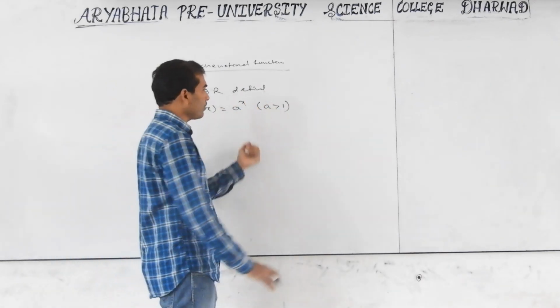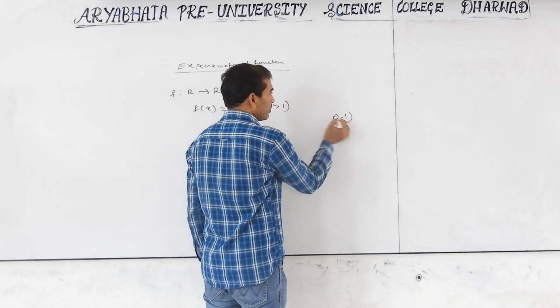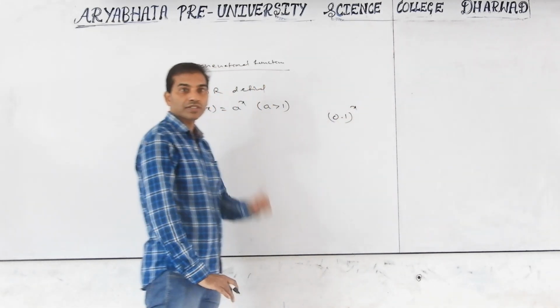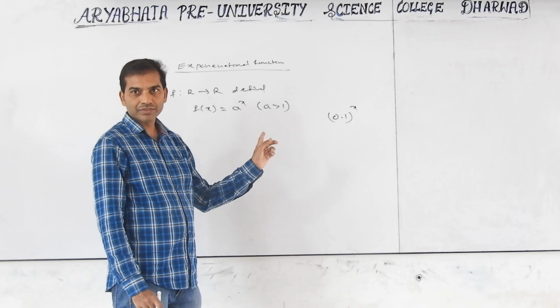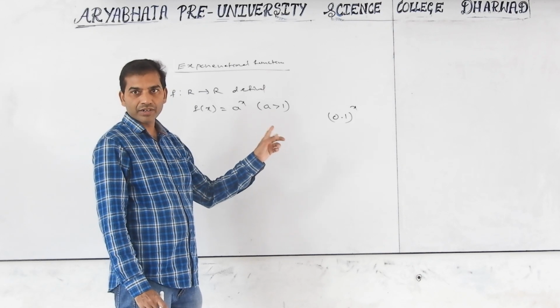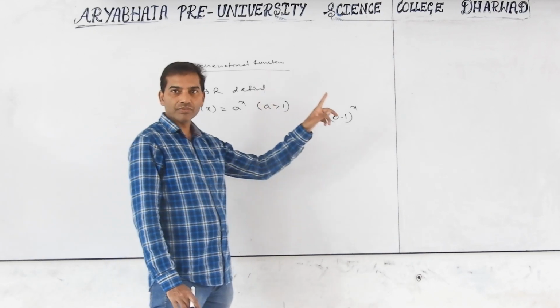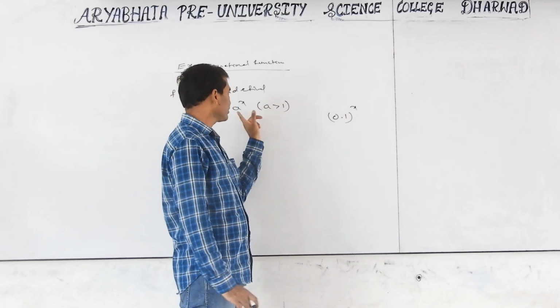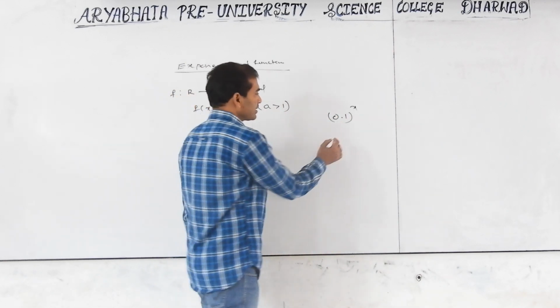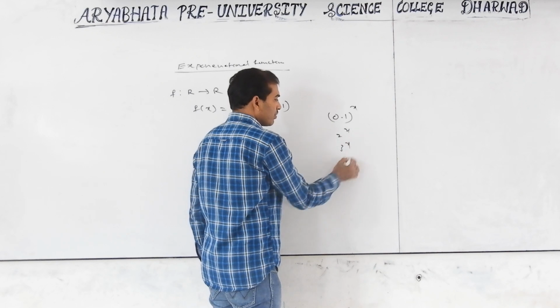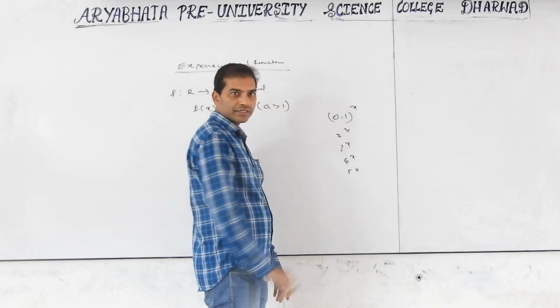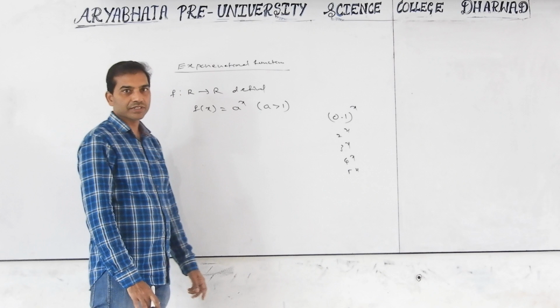For example, below 1, if you take 0.1 to the power x, this is not exponential form. So a should be greater than 1, which means a is not equal to 1. 2 power x, 3 power x, 4 power x, 5 power x, these all are exponential functions.